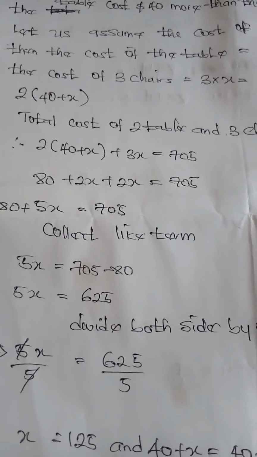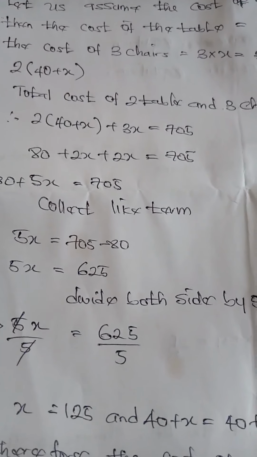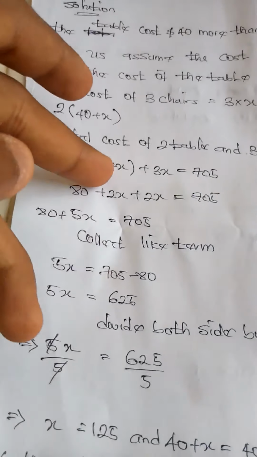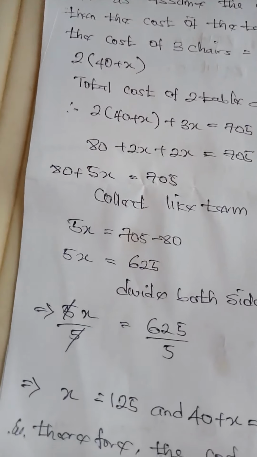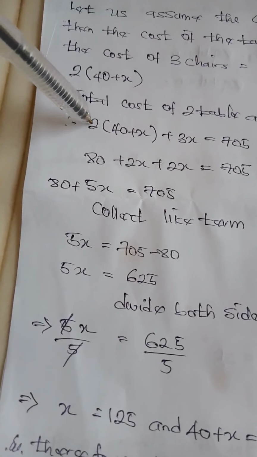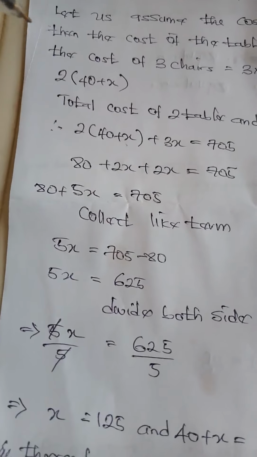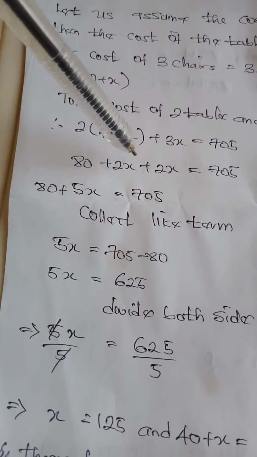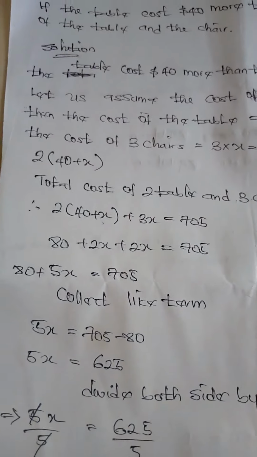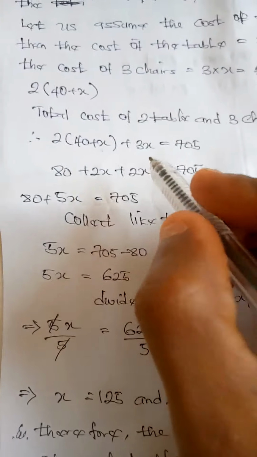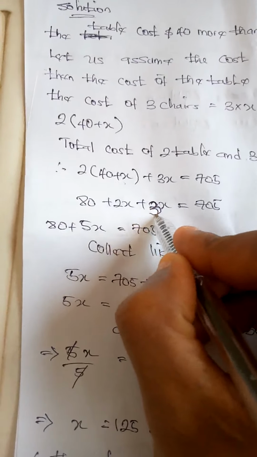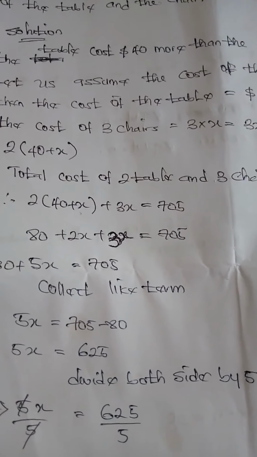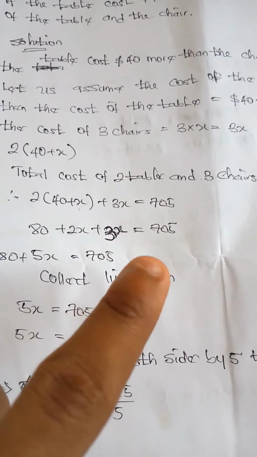So now we'll solve. We have finished translating it into an equation. Now this is a parenthesis. We must clear the parenthesis first by multiplying what is outside with what is inside the bracket. Then we'll have 2 times 40 is 80. 2 times x is 2x. Then we bring down our 3x down here, and we put our sum equals to $705.